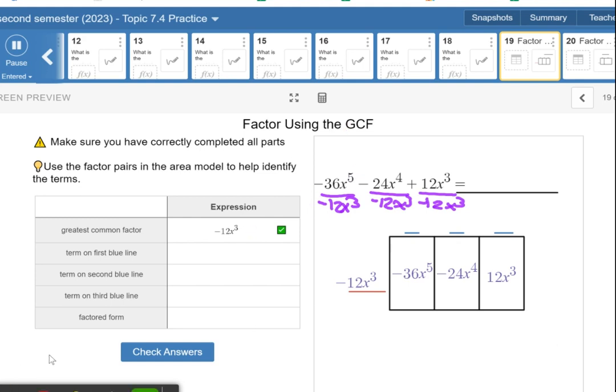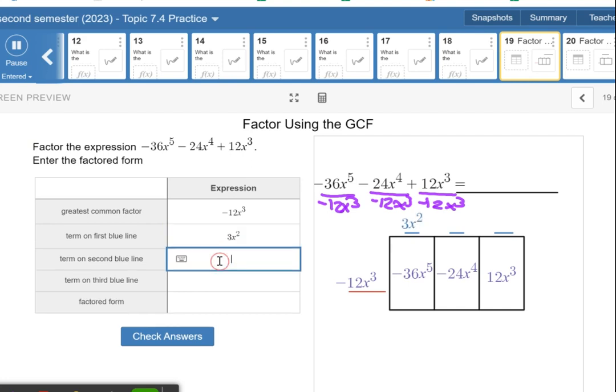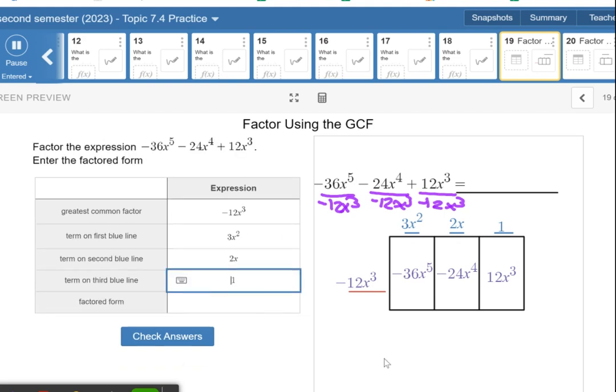So negative 36x to the 5th divided by negative 12x to the 3rd gets me a positive 3, and then x squared. Negative 24 divided by negative 12 is a positive 2. And then subtract the exponents. 12x to the 3rd divided by 12x to the 3rd is a positive 1. So far, we just have to be careful. 12 divided by a negative 12 is actually negative 1.